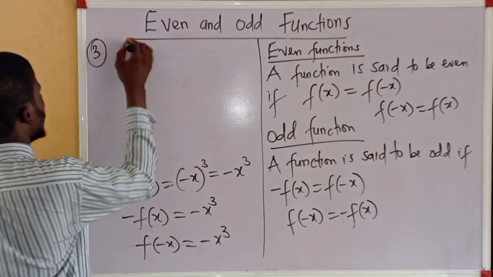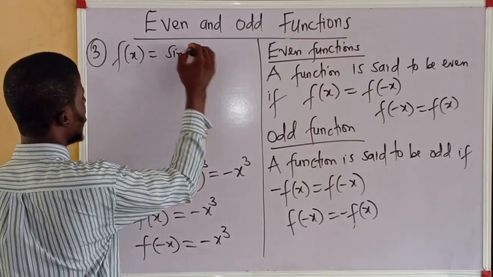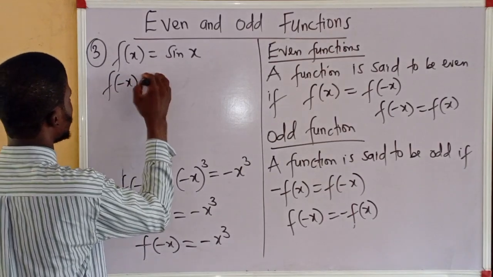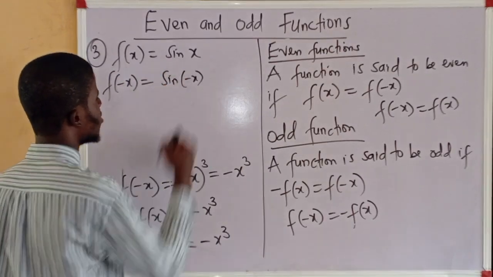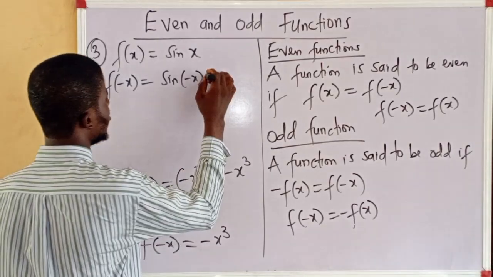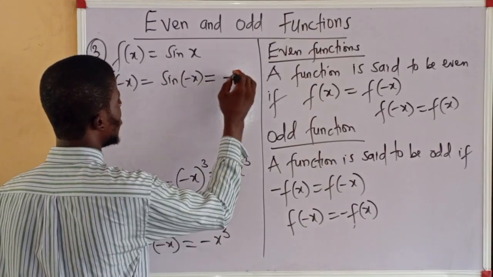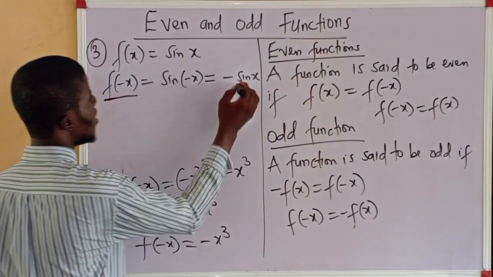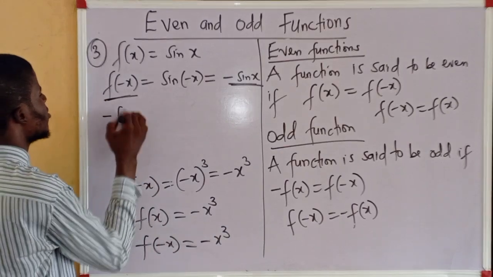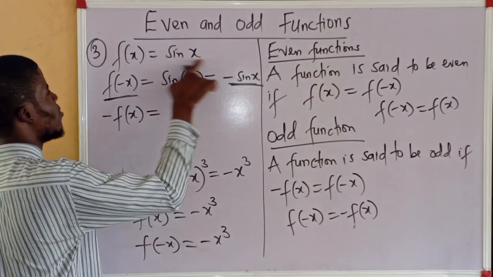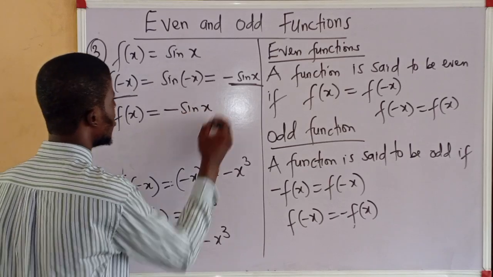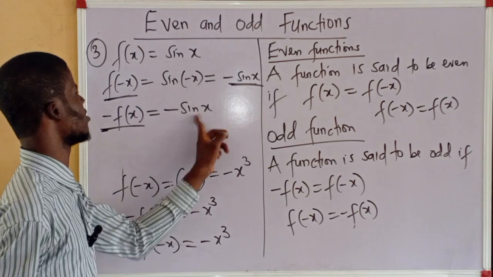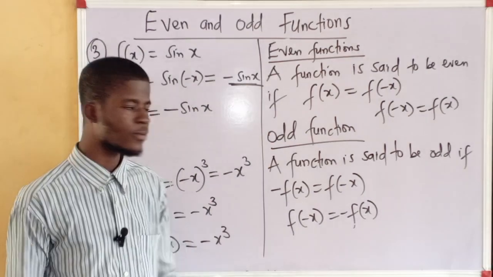Look at this function, f of x equal to sine x. Sine x is an odd function. f of minus x is sine of minus x. And what is sine of minus x? Trigonometry says that sine of minus x is equal to minus sine x. Okay, so f of minus x is minus sine x. What will now be minus f of x? Multiply this one by minus 1 to give you minus sine x. So we can see that minus f of x and f of minus x are the same. So the function is an odd function.